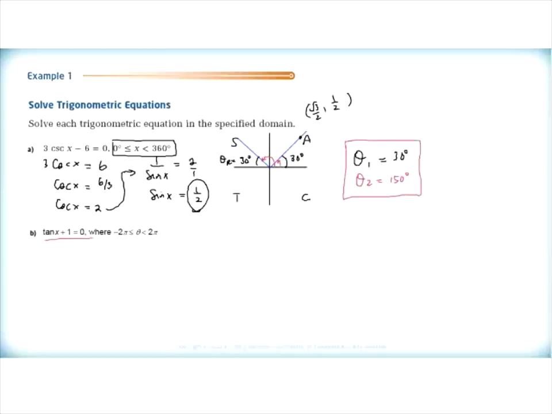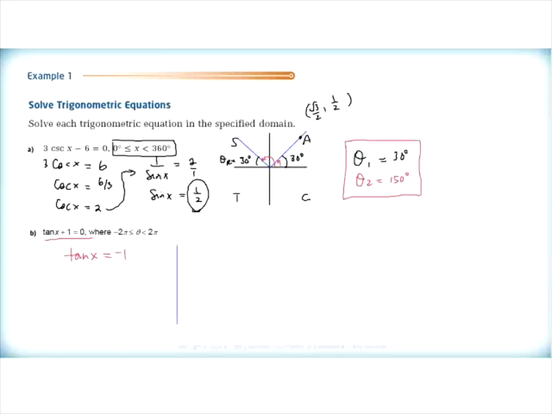So I'm going to look at B, tan x plus 1 equals 0, between negative 2 pi and 2 pi. So in this case, I'm going to again solve the equation for tan x first. So I get tan x equals negative 1. Now where is tan x equal to negative 1?